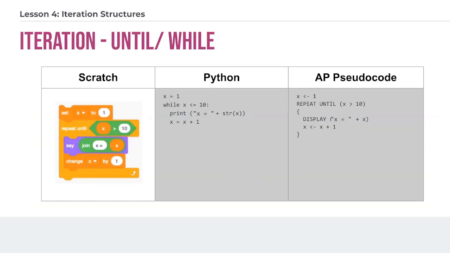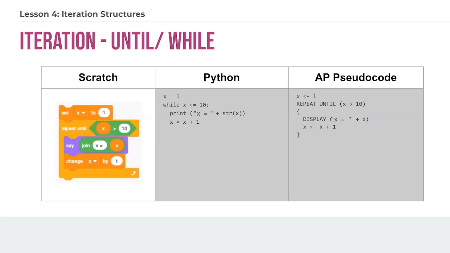Iteration structures is where we really start to unlock the power of a programming language, right? Because computers can do things really quickly. And so when you write code that repeats itself, then you start to see and harness the power of a computer to repeat operations thousands of times in the blink of an eye.